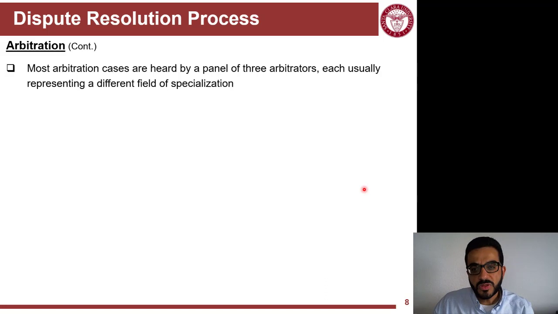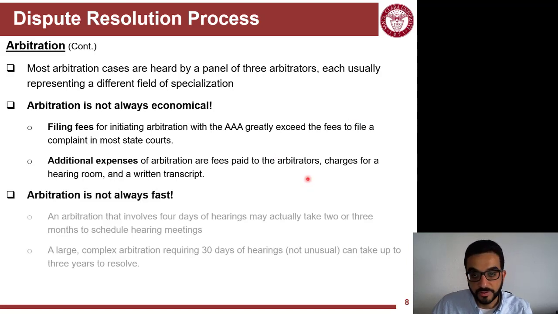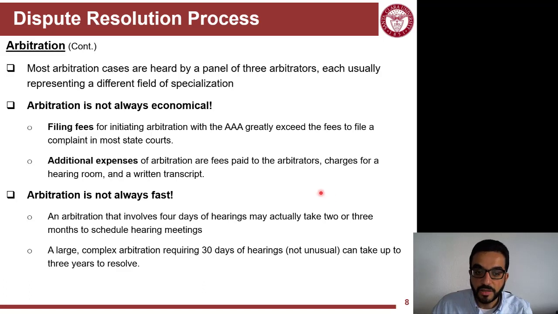And arbitration depends not only on one arbitrator; it depends on a panel of arbitrators. And that's not that cheap. So you will need to file an arbitration case with one of these organizations, AIA or AAA. So there's a filing fee, and you're also paying these arbitrators, and they are expensive. So there are costs related to that, and in some cases it's not fast because it involves hearings, and you have to document the hearings.